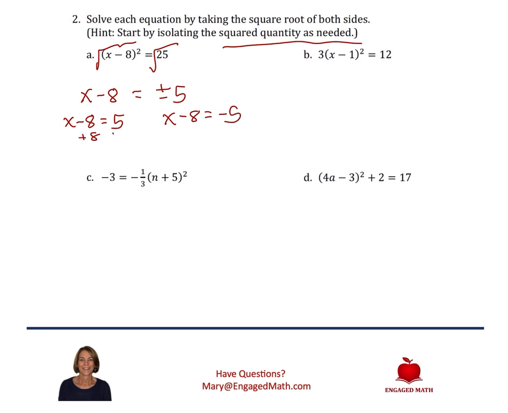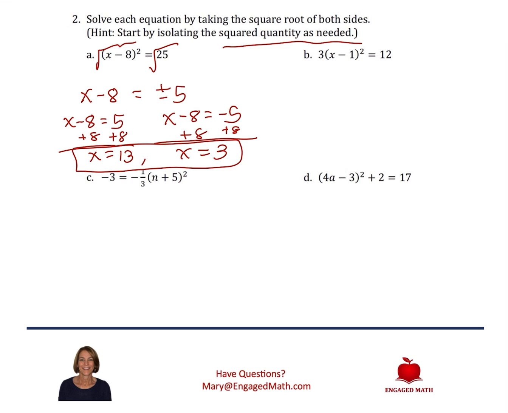So now we're going to add 8 to both sides here. So we're going to get x equals 13. That's one of our answers. The other answer, when we add 8 to both sides, is x equals 3. So our two answers are x equals 13, x equals 3. Either one of those would work if you were to put them into the original equation. Okay, let's go to the next one.